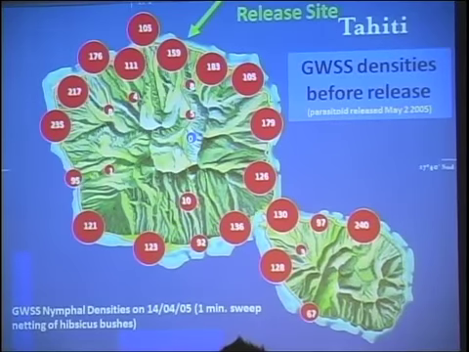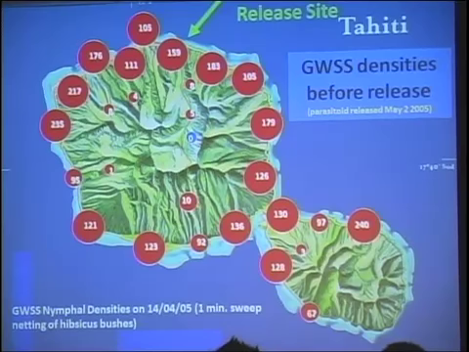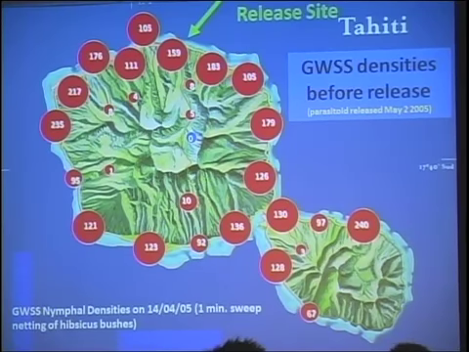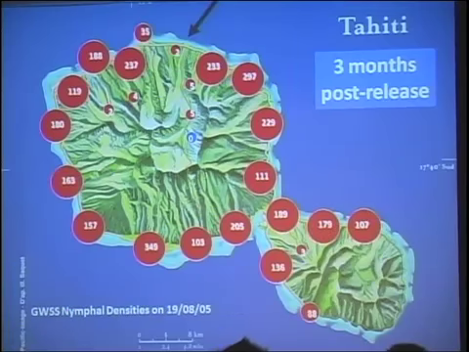This map shows you one island. This is Big Tahiti, and this is Tahiti Iti, Little Tahiti. These numbers are the numbers of sharpshooters we would count on hibiscus in 1 minute. Huge numbers, 129, 300 something sharpshooters all around the islands. So up here, on May 2nd, 2005, we released the parasites that we took from California to Tahiti.